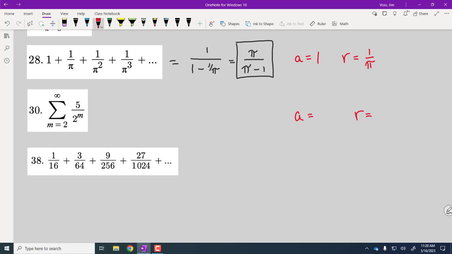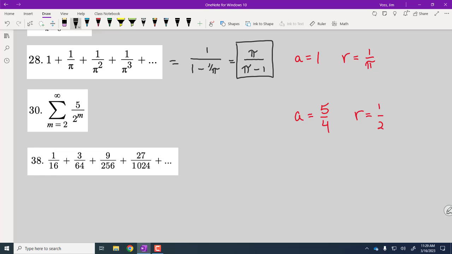What do you think the A value is? 5/4. Do we agree? So we take the initial index, we plug it in. So yeah, totally agree. 5/4. And how about the common ratio? 1/2. That's the common ratio. So the 5 is not part of that exponent, correct? So the common ratio is 1/2.